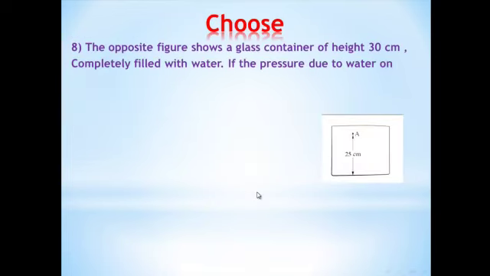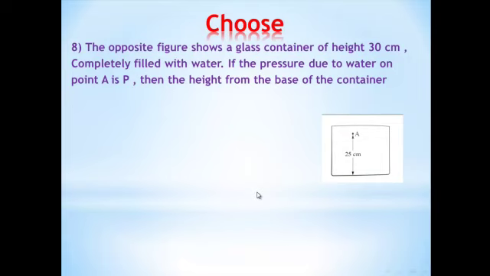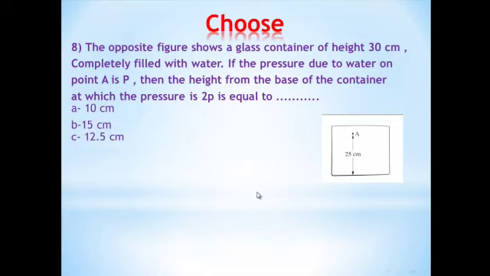8. The opposite figure shows a glass container of height 30 centimeter, completely filled with water. If the pressure due to water on point A is P, then the height from the base of the container at which the pressure is 2P is equal to A 10 centimeter, B 15 centimeter, C 12.5 centimeter, and D 20 centimeter. Please take care from 2 points.